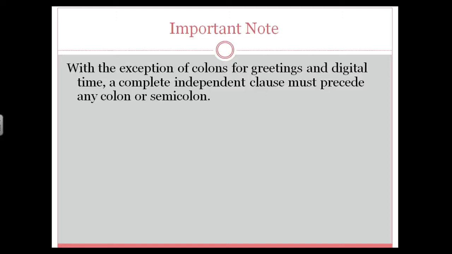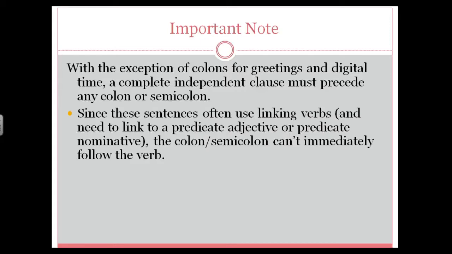You do not do a list of 3 names and then use a semicolon and then continue on with the sentence. It doesn't work. Also, since these sentences often use linking verbs and need to link to a predicate adjective or predicate nominative, the colon or semicolon cannot immediately follow the verb. So you don't put the verb right before the colon or semicolon. You can't say, the nominees are, colon. It doesn't work.